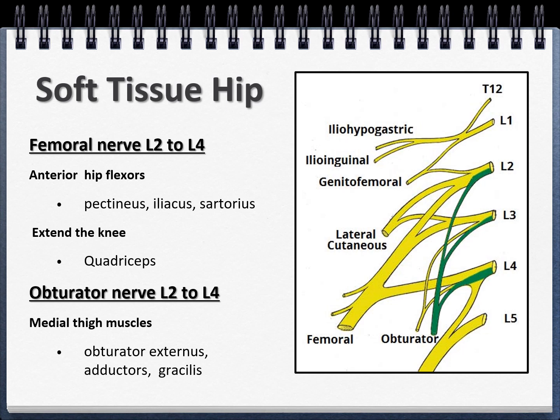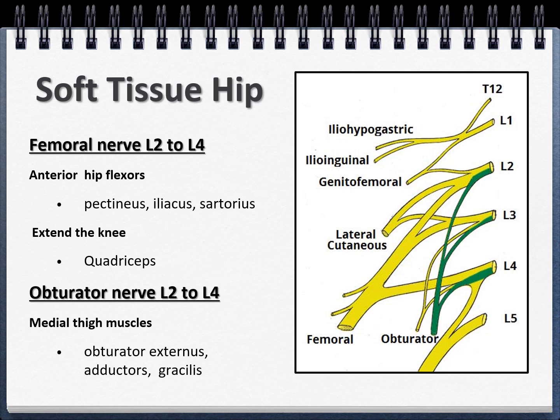Alternatively, the femoral nerve comes out of L2 to L4, and the femoral nerve runs down the front of the leg. So from the anterior hip flexors, the pectineus, the iliacus, and the sartorius are what are fed by the femoral nerve, and also the quads, which help to extend the knee. So anterior hip flexors and the quads are stimulated by the femoral nerve, which runs down the front of the leg.